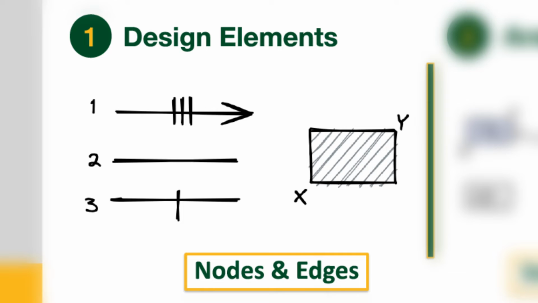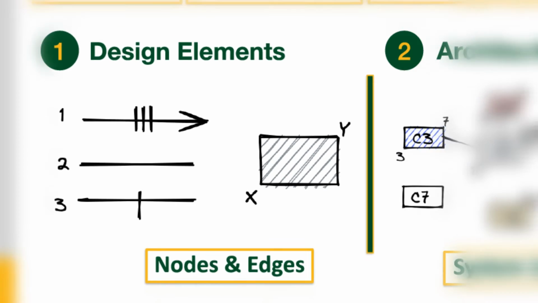And the second element is the edge, which represents the dependencies between nodes. It has two types, either unidirectional or bidirectional. The small cross lines indicate the number of participating services in this dependency relationship.